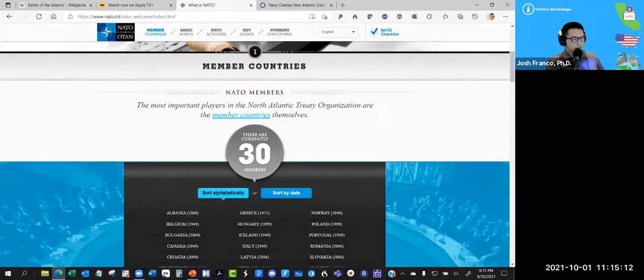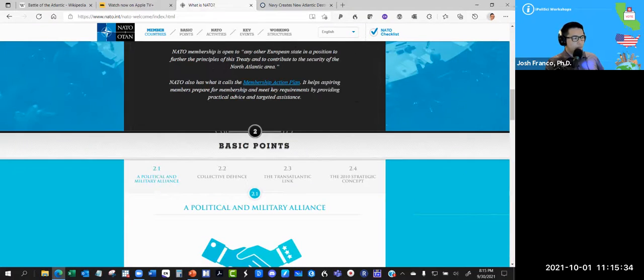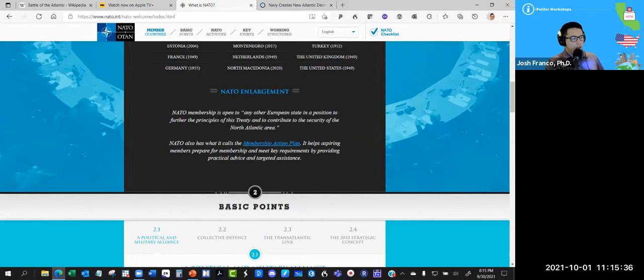So NATO consists of 30 different members, mostly countries in the North Atlantic, so like the United States and Canada, and then of Europe. So some of our traditional partners like France and Spain, but then also other ones as well, like North Macedonia, Latvia, and Estonia, the smaller Eastern Bloc countries. And note that NATO membership is open to any other European state in a position to further the principles of this treaty and to contribute to the security of the North Atlantic area.